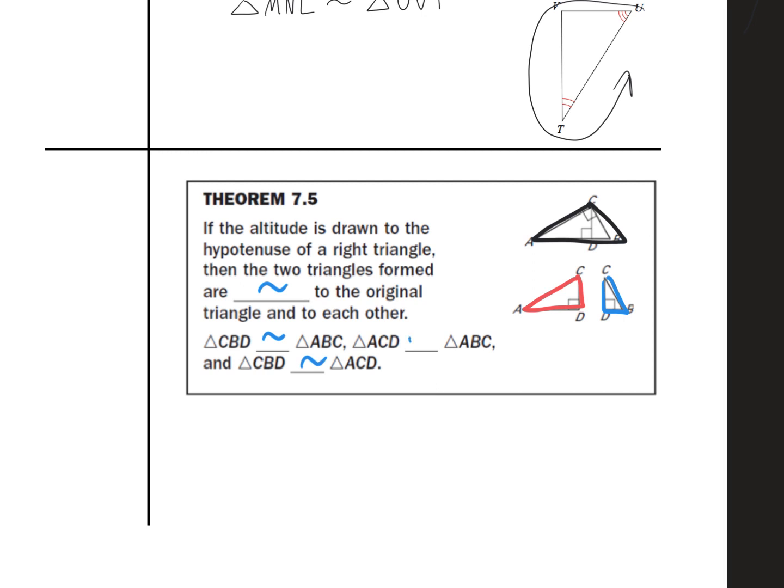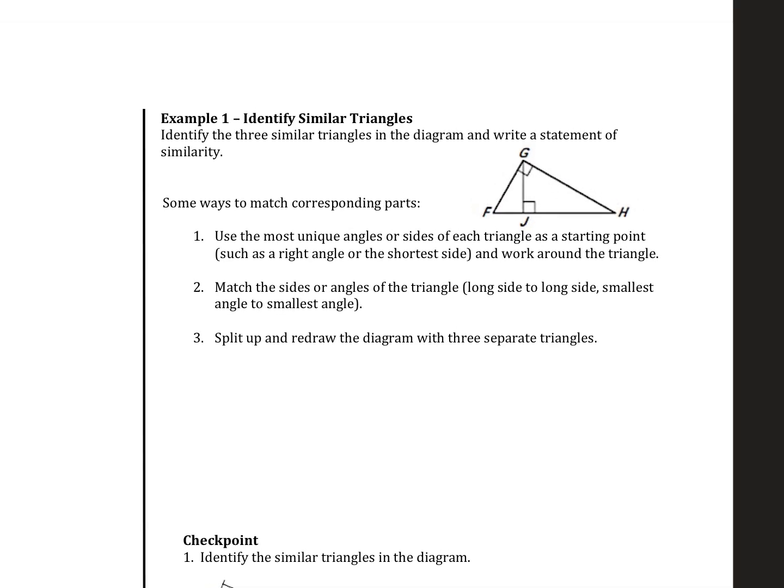If they are all within the same right triangle like this, and they all intersect in a certain way, they're going to be similar. And similar means that they have the same shape, but not necessarily the same size. Okay? All right, so let's go ahead and do an example.